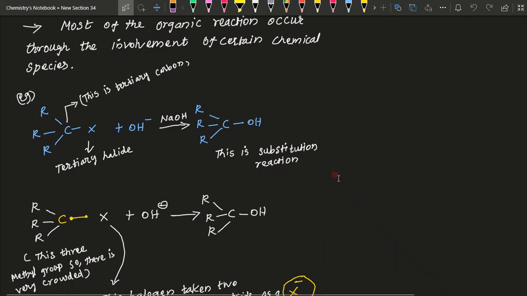Example, this is the tertiary carbon. This is the tertiary carbon. This is tertiary halide plus OH minus gives NaOH. It gives R3C-OH. This is the substitution reaction.